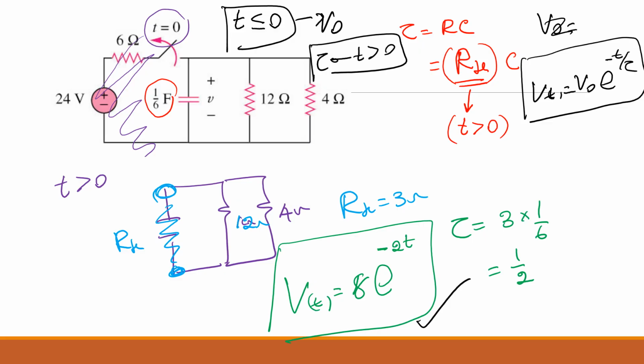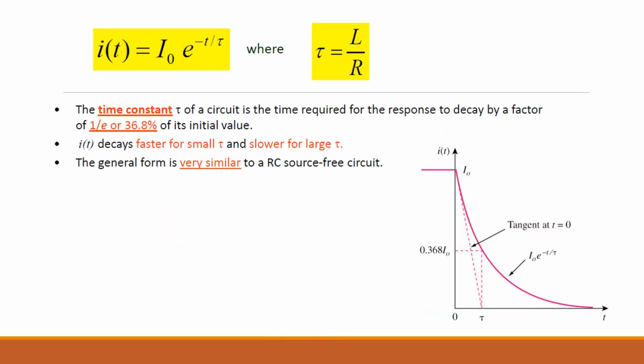Okay, can I move to the next part? RL circuits. I don't have a circuit here, but an RL circuit is where you have an inductor, not a capacitor. So you have resistors with an inductor. Again, it's very similar to the RC circuit. It has an initial current, and the current goes to 0 when the time goes to infinity.